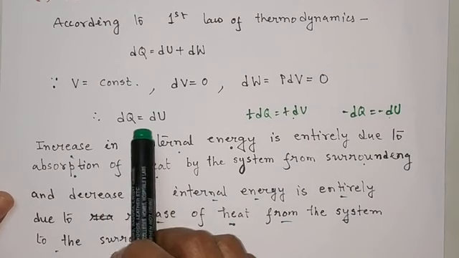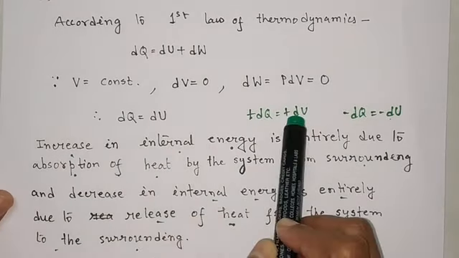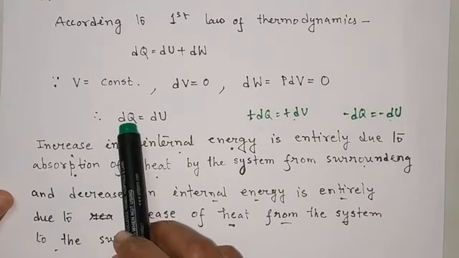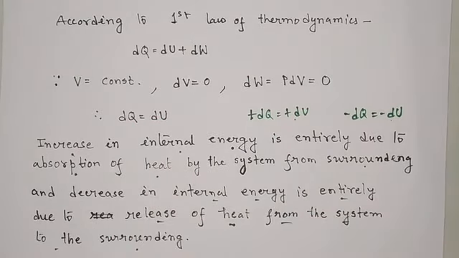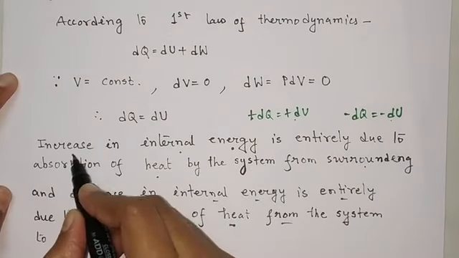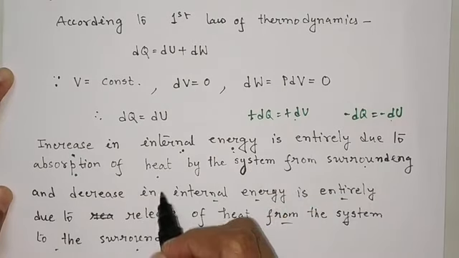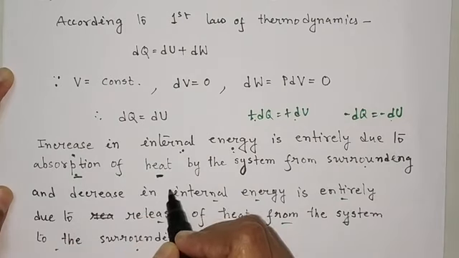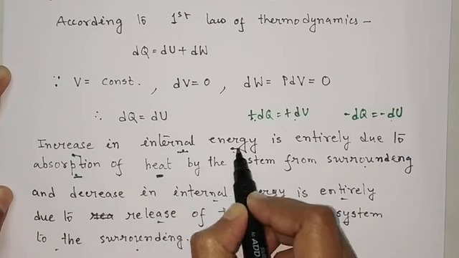Now if dq is positive, that is plus dq, then du will also be positive, and if dq is negative, then du will also be negative. That is, both the terms have to be either positive or negative. If dq is positive, it means absorption of heat, and if du is positive, it means an increase in internal energy.